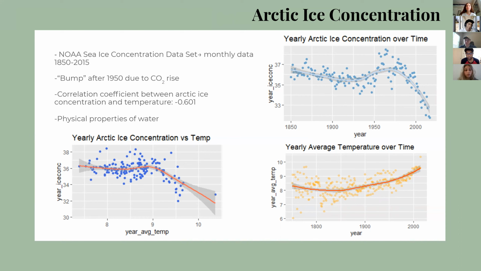As seen in the bottom left graph, an overall negative relationship between Arctic ice concentration and temperature is evident, but it does not seem to be linear. The correlation coefficient was determined to be moderate with a value of negative 0.601.